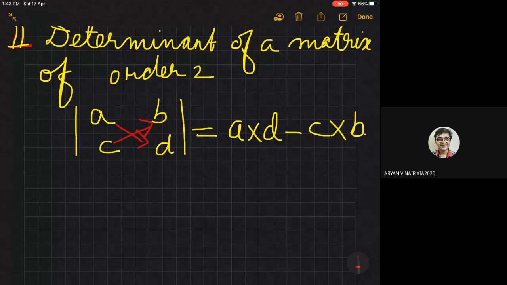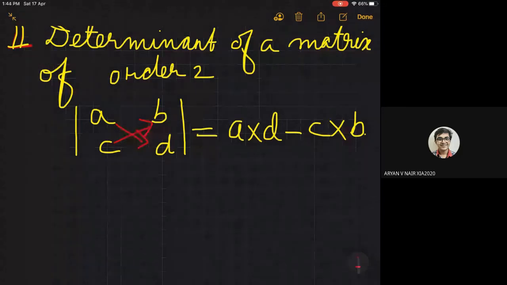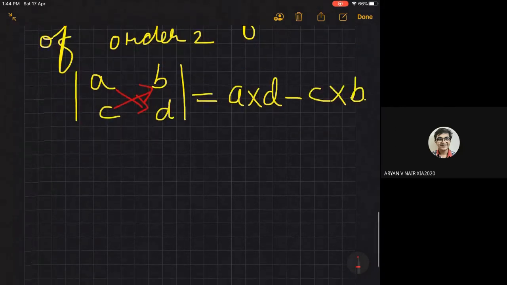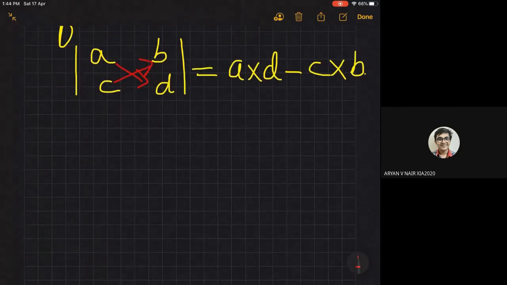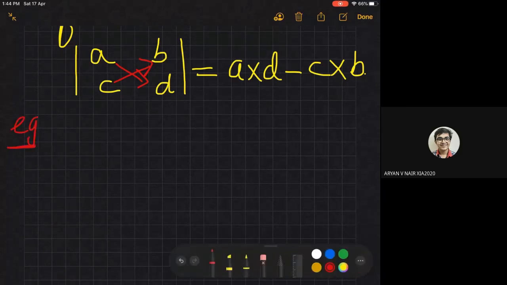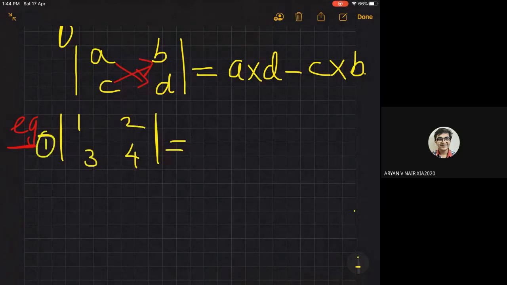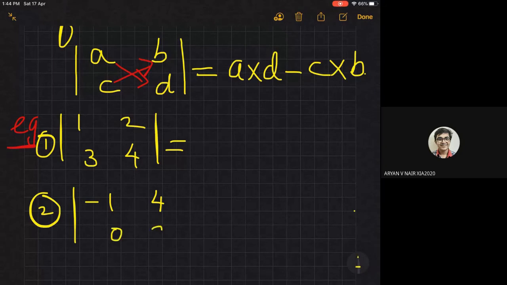The next is how to find the determinant value of a matrix of order 3 by 3. For defining that, you have to know some other terms of the elements of a matrix. So that we will learn, and after that we will go for that. Before that, please find the value of this. What is the determinant value of 1, 2, 3, 4? Please write the answer. Then the second: 2, minus 1, 4, 0, 2.